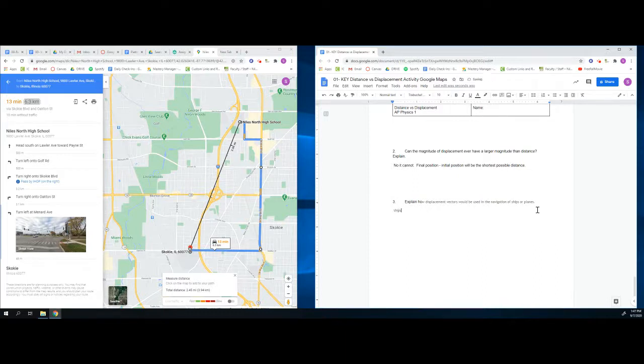Well, ships and planes do not have to follow streets and roads. So typically they would use displacement vectors as long as air traffic and sea traffic allows it.